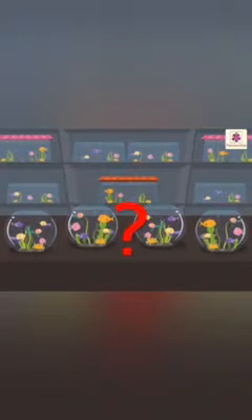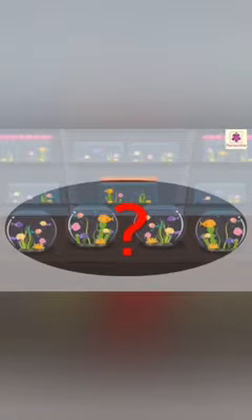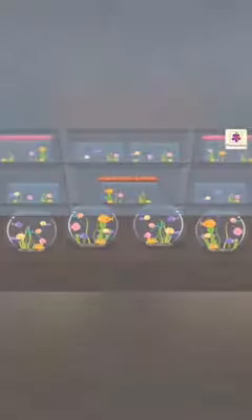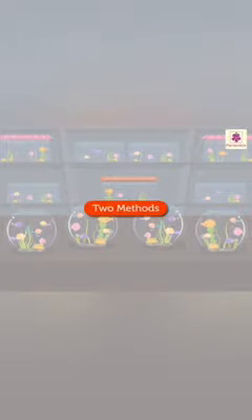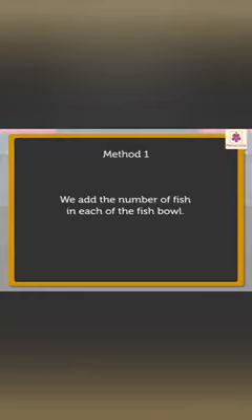bowls. How many fish are there in all? There are 2 methods to find the number of fish in all. So, let us start. Method 1. Here, we add the number of fish in each of the fish bowl.